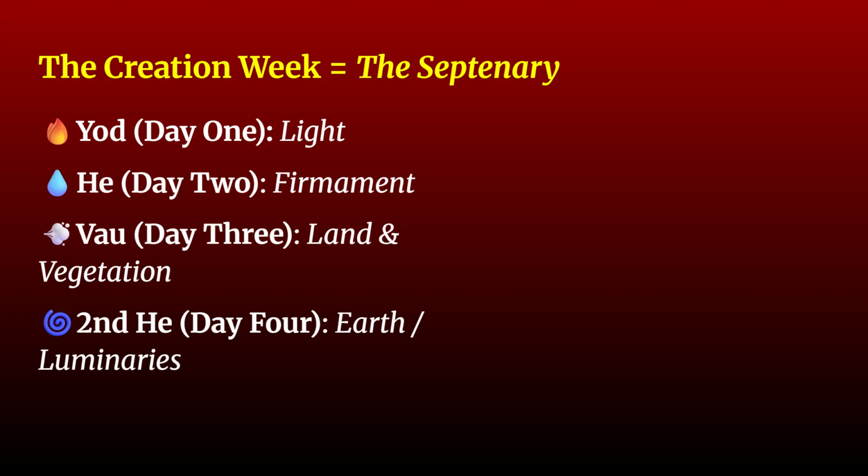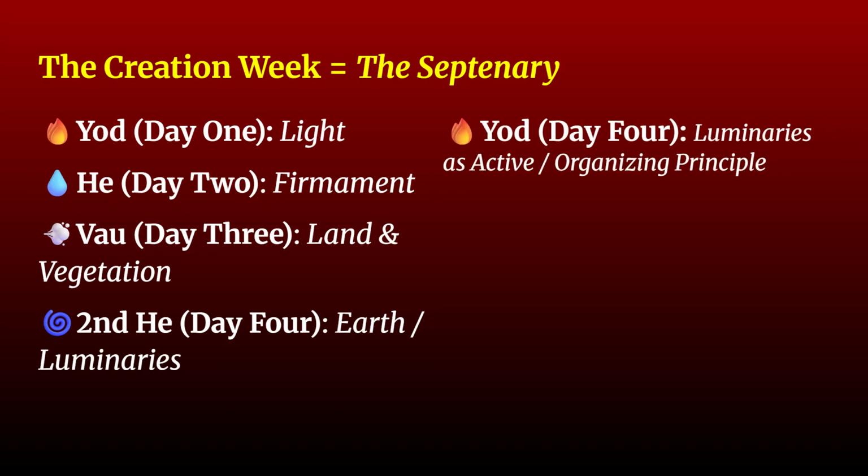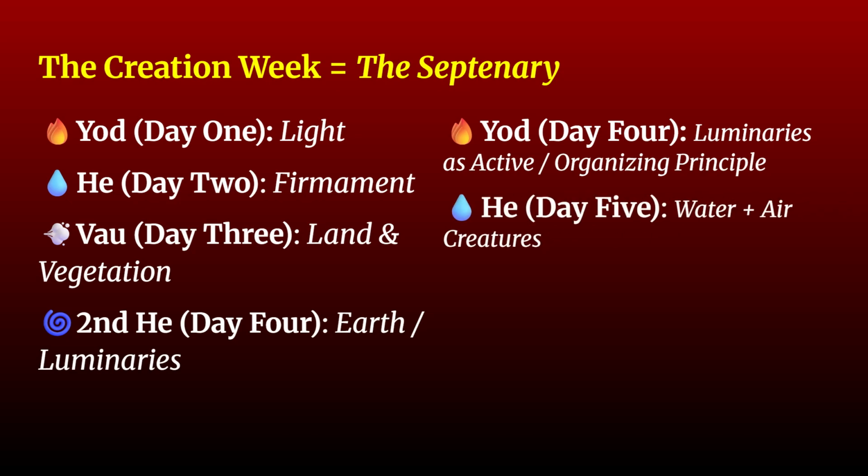That is the active element for the next quaternary. So the Yod now becomes the fire, the luminaries as the active organizing principle. That's very important. The luminaries organize the system into days, cycles, with day 5 being the water, the hay, water and air creatures.